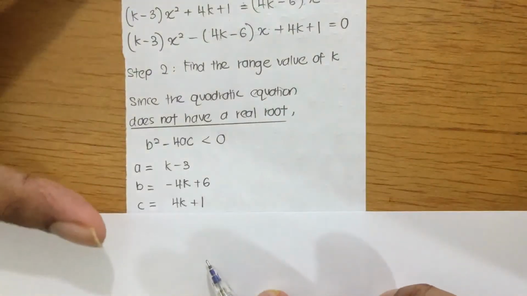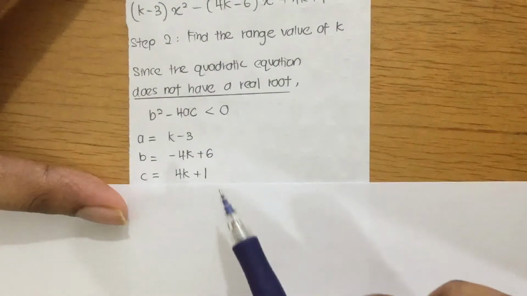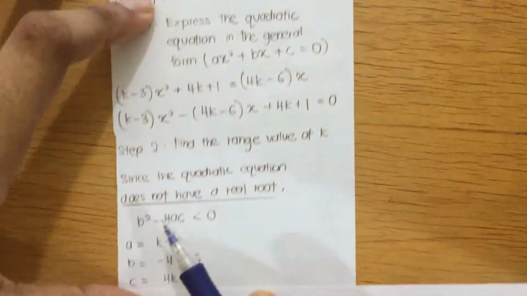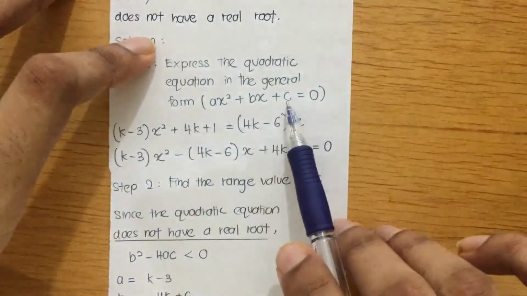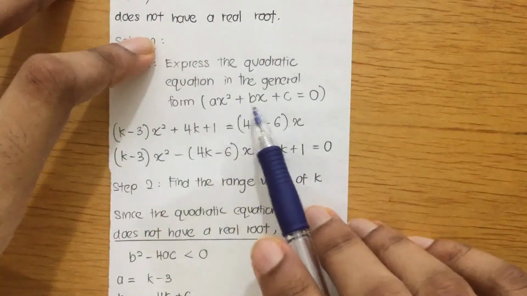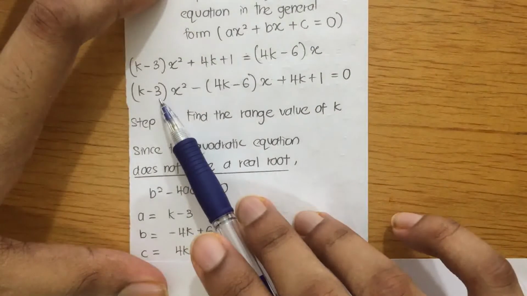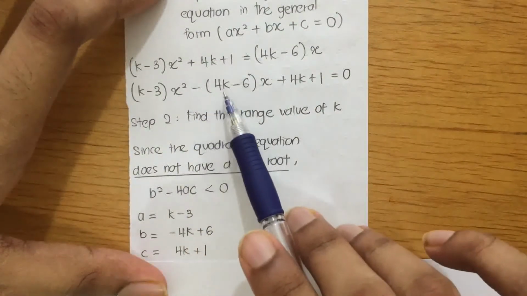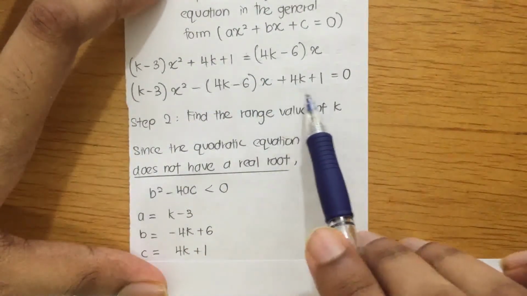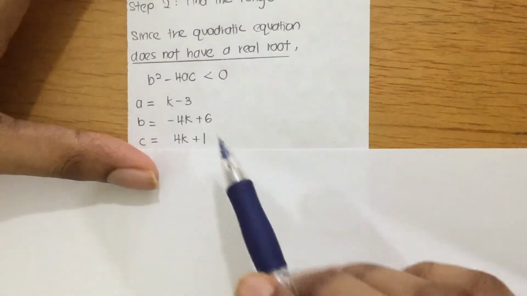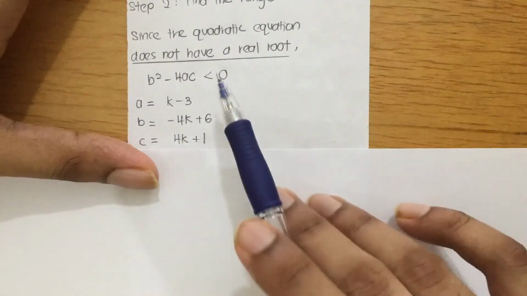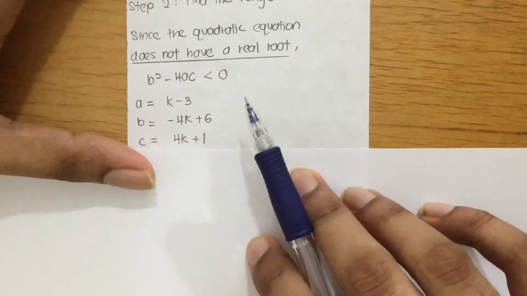Okay, you list down the respective coefficients of a, b, and c, guys. Since in the general form we mentioned ax squared plus bx plus c, we're going to take these respective coefficients. So in this case, your a will be k minus 3, your b will be negative (4k minus 6), and your c will be 4k plus 1. Okay, we have already listed here accordingly the coefficients a, b, and c.